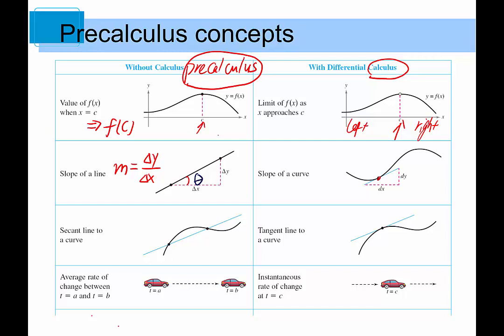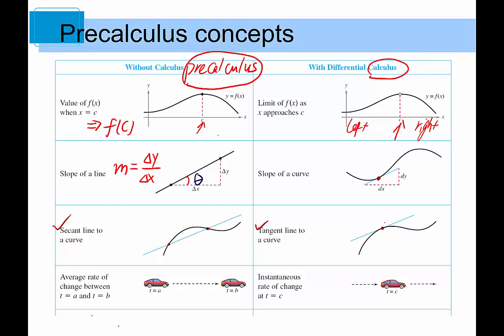In precalculus, we already know the secant line to a curve, which is two points that give us a slope. Slope will determine the secant line. Here, in calculus, you will learn the tangent line. The tangent line to a curve is a line passing through the point, and it's going to be perpendicular to the radius at the point.